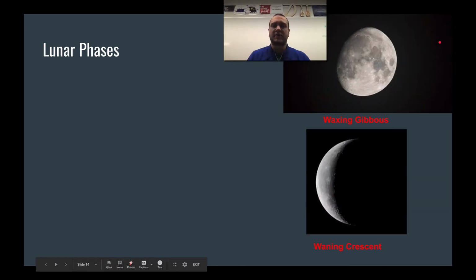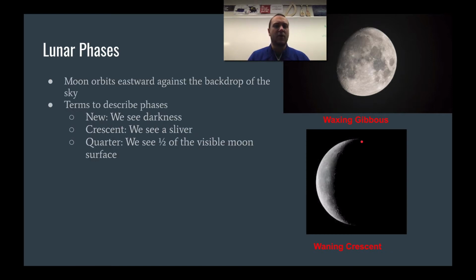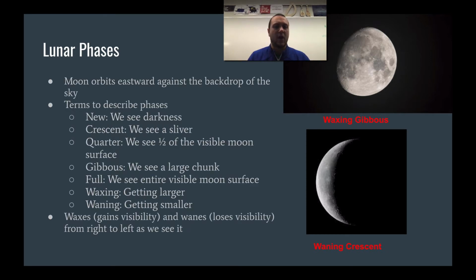So here we have two pictures. Here we have a picture of a waxing gibbous and a picture of a waning crescent. Again, notice how that waxing gibbous is almost full, and that waning crescent, we see that nice stereotypical sliver appearance of the moon there.